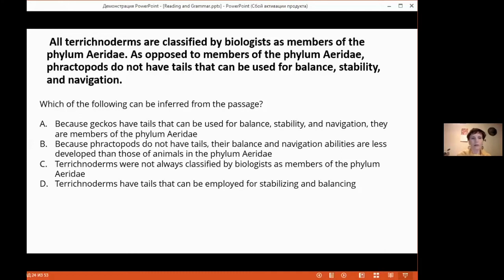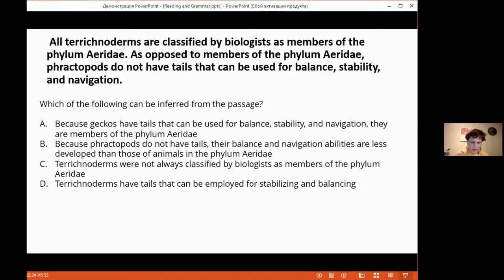Option A, let's simplify this idea a little bit. So we have one species, pterychnoderms. We say that they are in a group of Eridae. And we see another species, Factopods, and we are given the information that the difference between Factopods and Eridae class is that they do not have a specific tails used for specific purposes. Right. Okay. So we say that there is another species, geckos, in A, and that they have tails that can be used with the same purpose for their members of the phylum Arida.